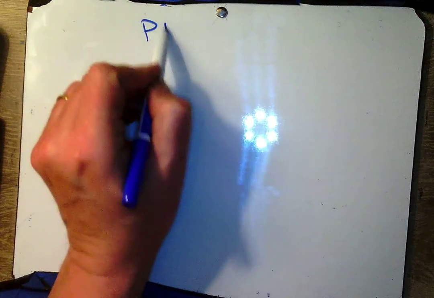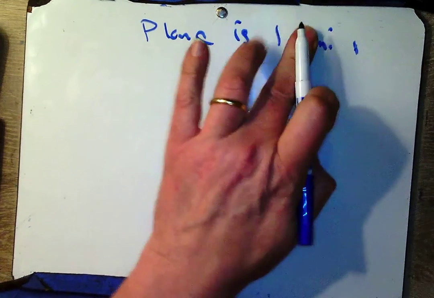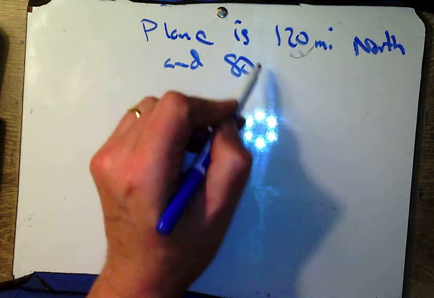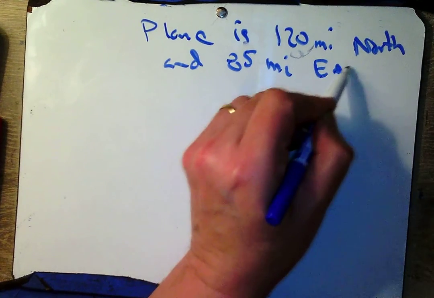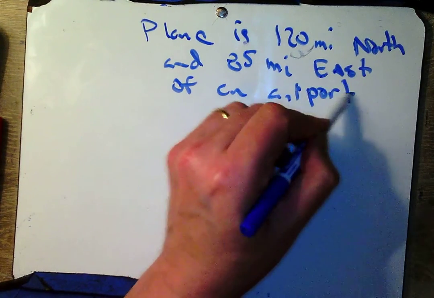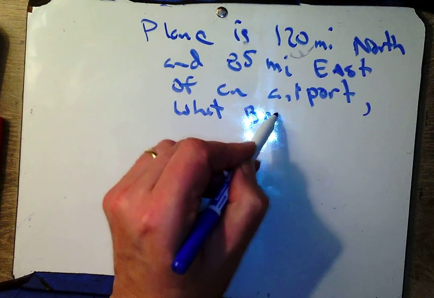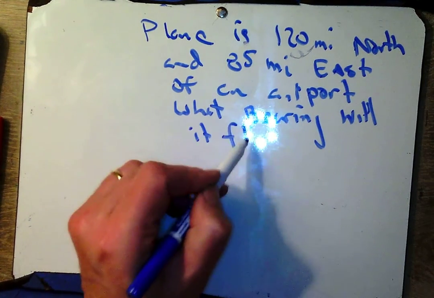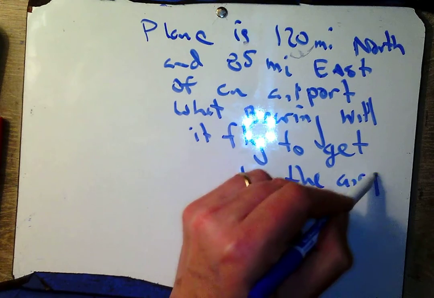The plane is 100 miles north and 85 miles east of an airport. What bearing will it fly to get to the airport?